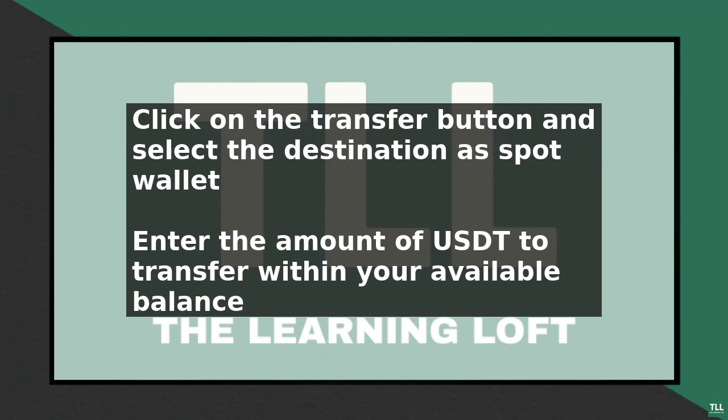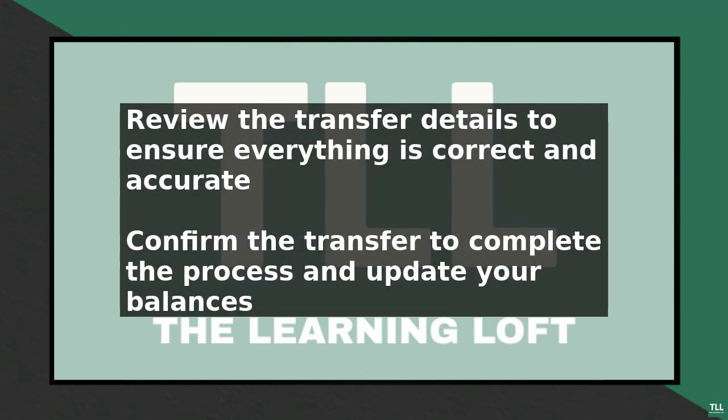Once you have entered the amount, review the transfer details to ensure everything is correct. If all information is accurate, confirm the transfer. The USDT will then be transferred from your funding wallet to your spot wallet.